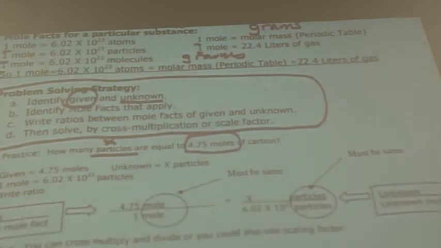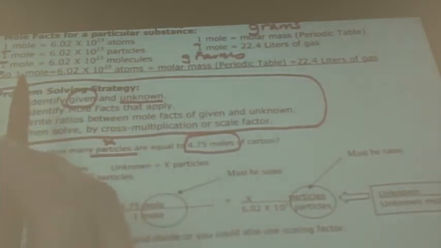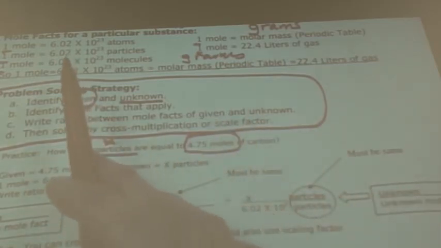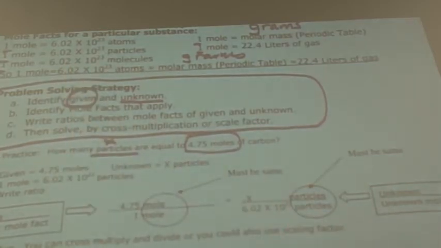The next thing you need to do is figure out the mole facts that go with it. This is how you do it. Whatever unit is on the top, immediately write it on the bottom. Then look up here for the number that corresponds. So if mole's on the top, mole's on the bottom, the number that goes with mole is 1. Particles on the top, particles on the bottom. The number that goes with particles is 6.02 times 10 to the 23rd. Then, you're ready to do your cross multiplying.